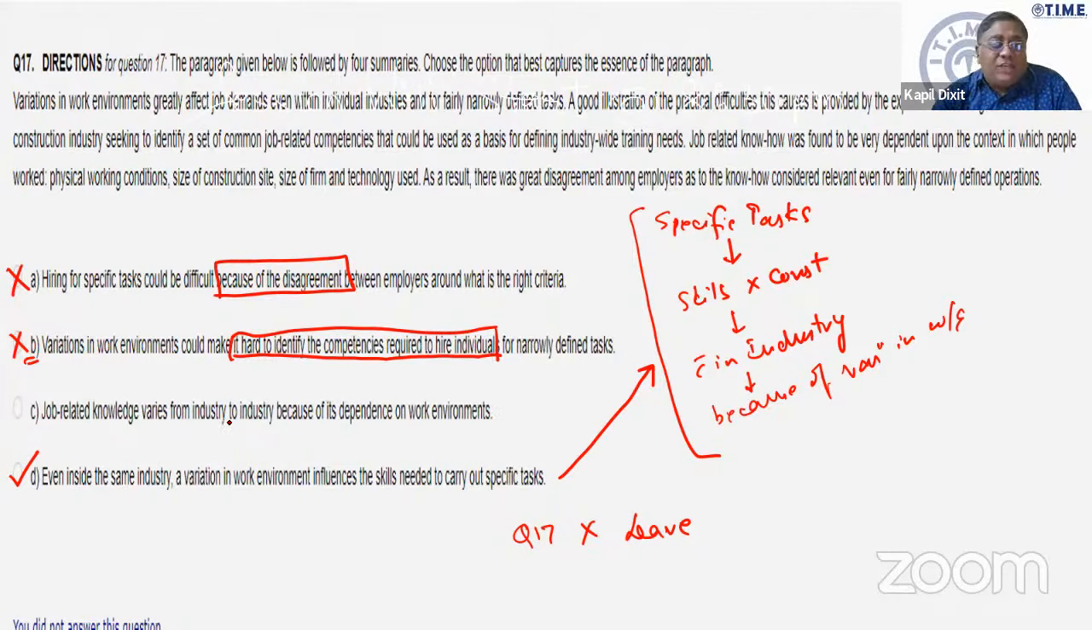Job related knowledge varies from industry to industry because of its dependence on work environment. Now, again, not an answer. Why? Because varies from industry to industry. Are we talking about other industries? No. Hence, not an answer. So, you can easily mark D. दो option बाहर दे रहा हूं. Answer D है. I have explained why.